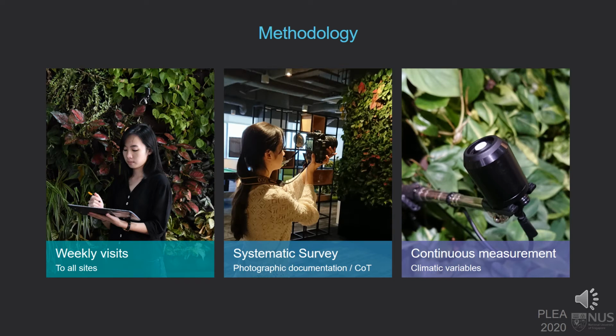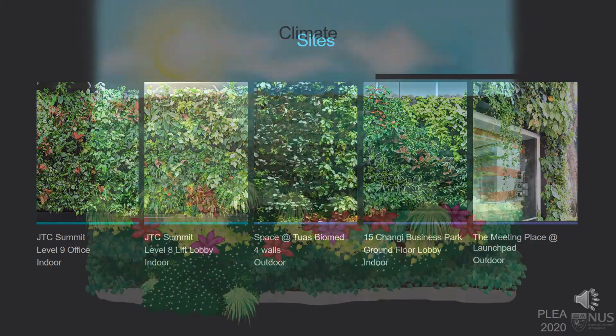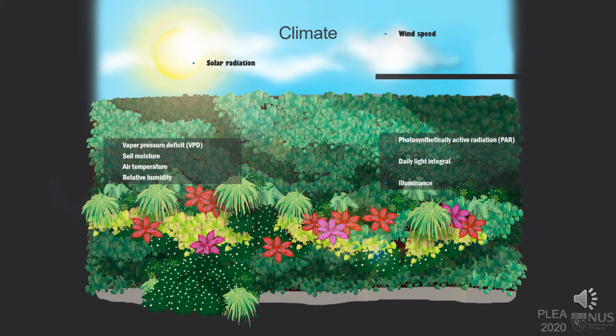Our methodology includes weekly visits to sites, systematic survey, and continuous measurement of climatic variables. These are the 5 sites we visited across Singapore. We measured various climatic parameters such as photosynthetically active radiation and soil moisture.